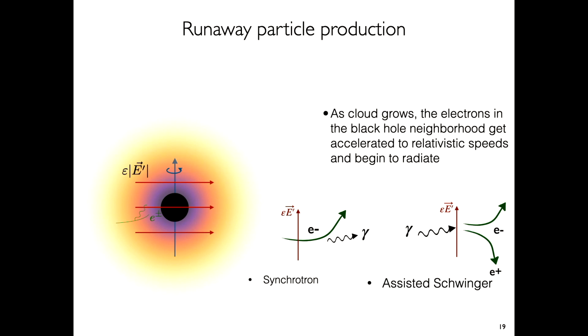The synchrotron radiation that comes out from the electrons will then interact with the background electric field that's already there. Remember, the amount of energy carried in this electric field squared is as much as the density of neutrons in a neutron star. So these are really, really big electric fields. You multiply that by a small epsilon, but it's still very big. So this means you can have processes like assisted Schwinger, where you can have an energetic photon in a large electric field background create an electron-positron pair pretty efficiently.